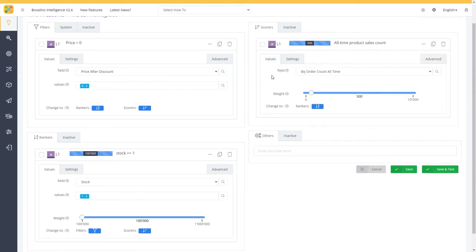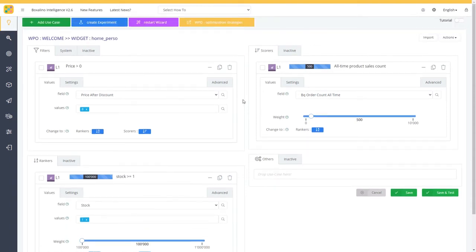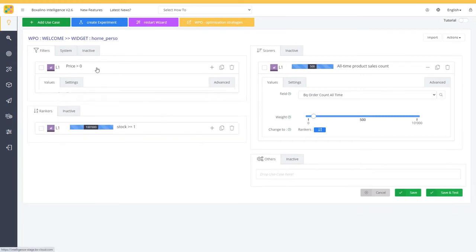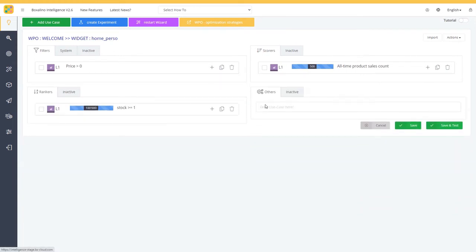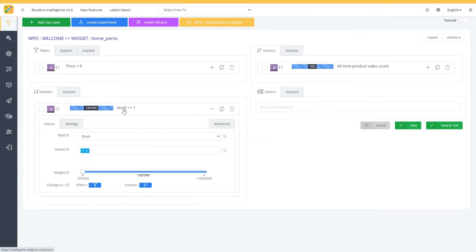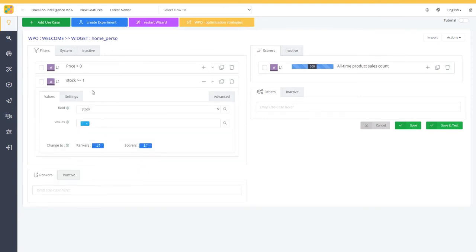So this is already a bit in the detail of use cases, but very important to understand, because once you understand that, you understand how you can move these elements from one place to the other. We can see that in action. For instance, I can say for this stock, I don't want it to be a ranker, I want it to be a filter. And then I can click here. And now the stock, as you can see, appears as a filter as well, and there's nothing appearing in the rankers anymore.